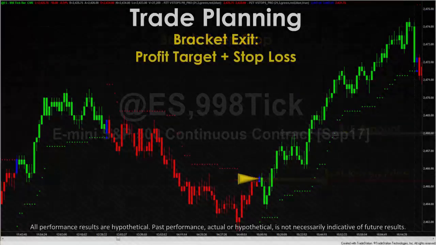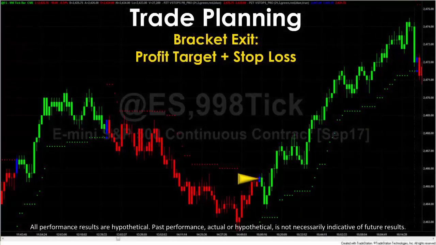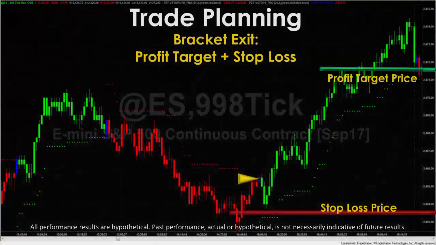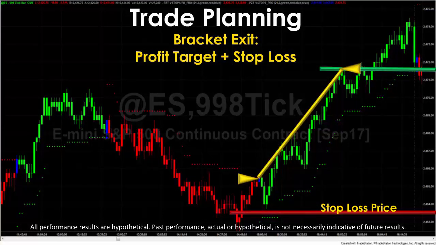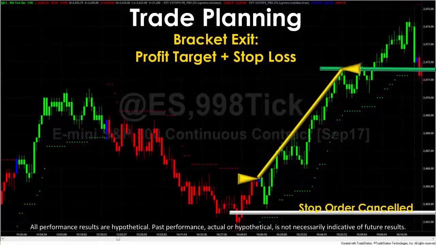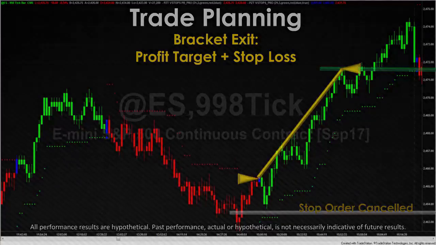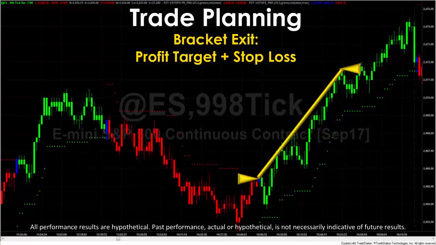And then finally, we have the opportunity to mix and match these different types of exits. One of the more popular methods is what's known as a bracket exit, which is a combination of a profit target and a stop loss. So in this case, we're setting a limit for what our maximum loss is and also what our profit target is. If the market reaches one of these two, in this case it reached the profit target before the stop loss, it's going to automatically cancel the stop loss and all the other orders in the market. So that stop order gets automatically canceled, and we're closed out of the trade.